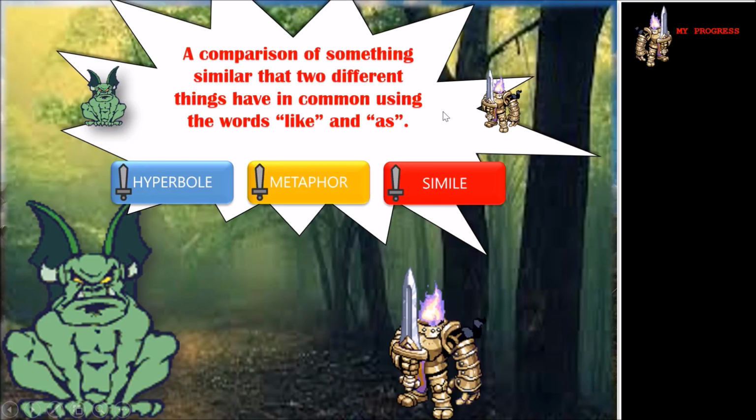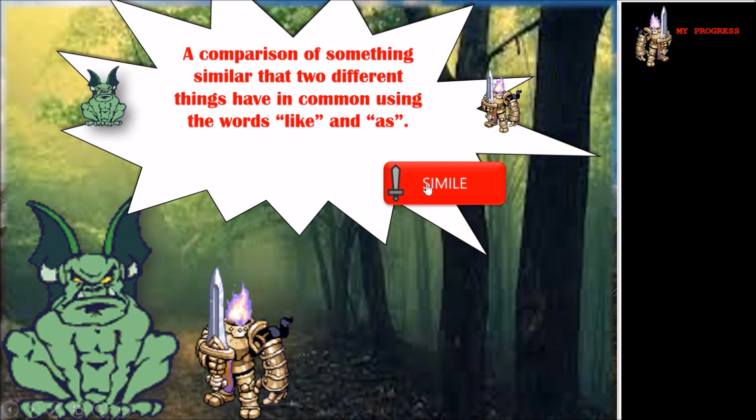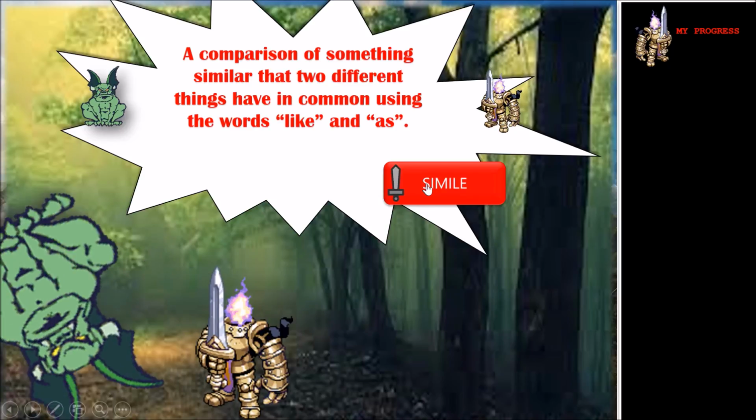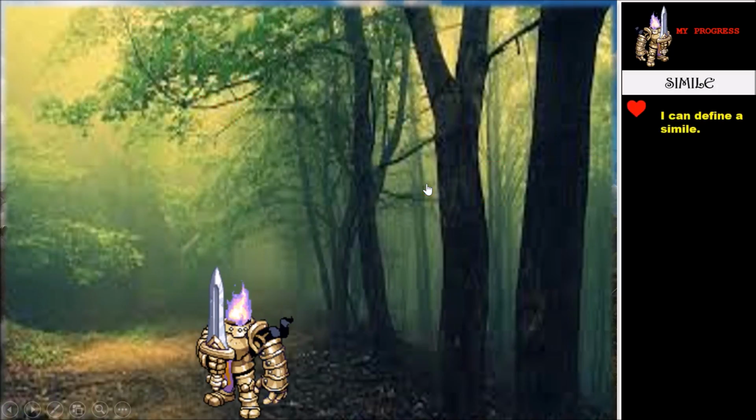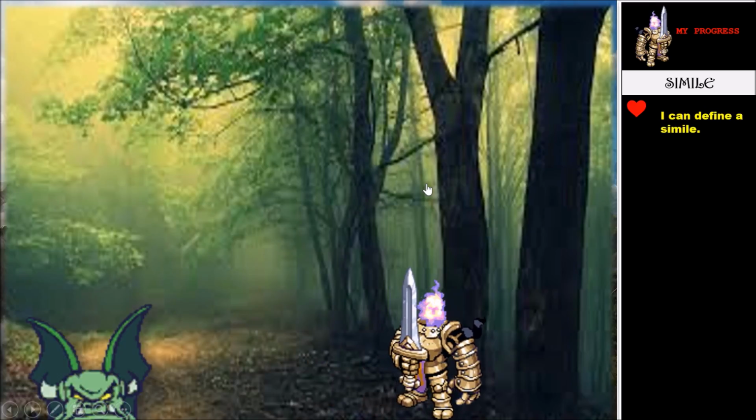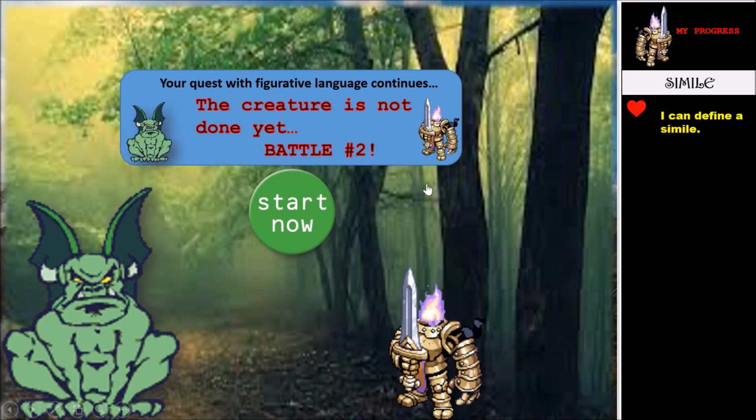In this example, I'm going to say simile. You'll notice if you get it correct that Milo goes over to the creature and begins a fight. Now, the creature may look like he's gone, but he does reappear. You got to beat him 3 times.